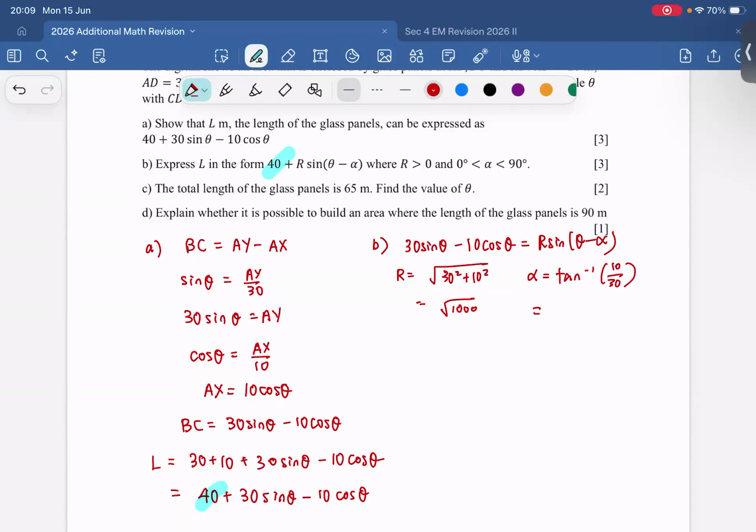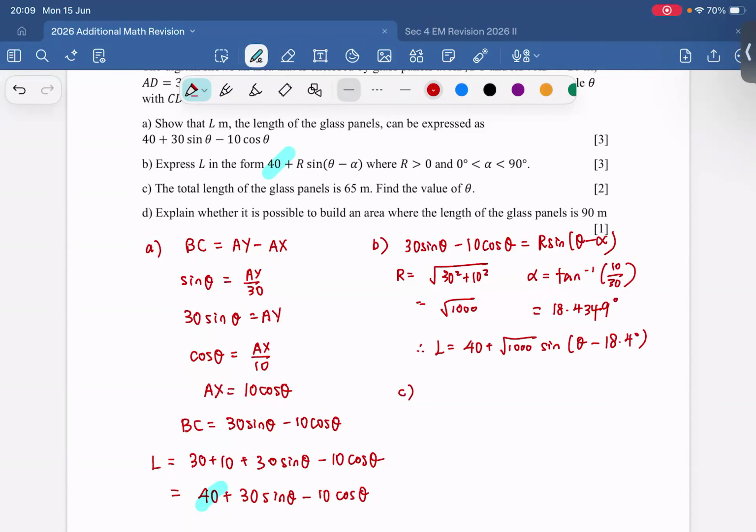It's 18.4349 degrees. Okay. Please write down the more significant figures, because you are going to use it later. So therefore, L is equal to 40 plus square root 1000 sine theta minus this one. You write as three significant figures because this is an answer. Okay, so that is your L.